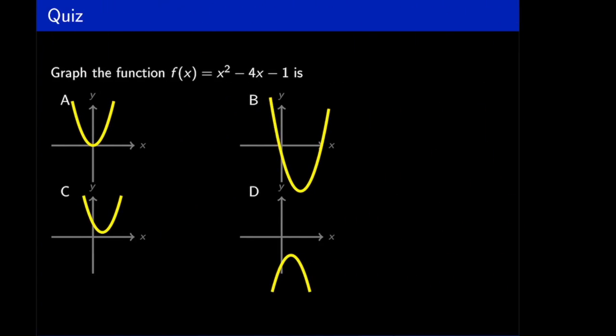Next, I have one quiz problem for you to practice. Please pause the video for 1 or 2 minutes and graph this function, and then match which is the graph of this function: x squared minus 4x minus 1.